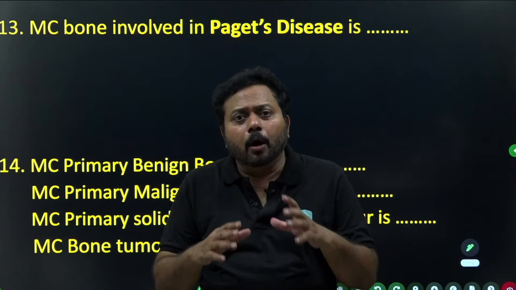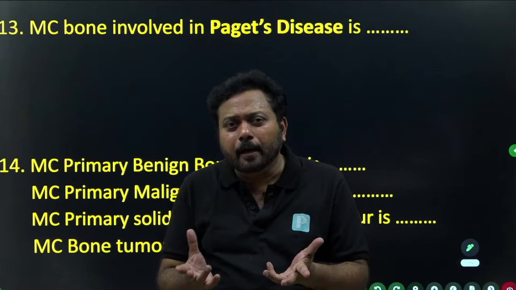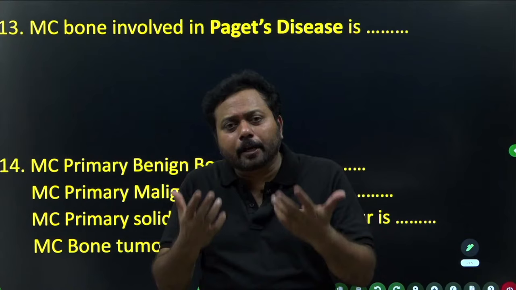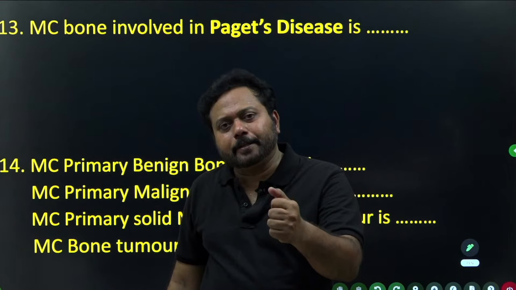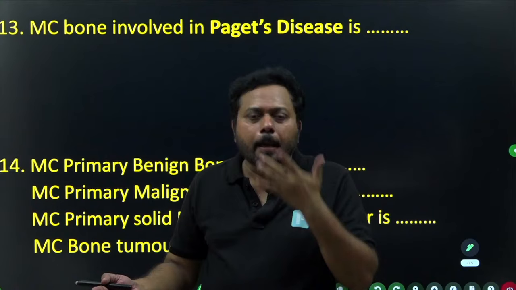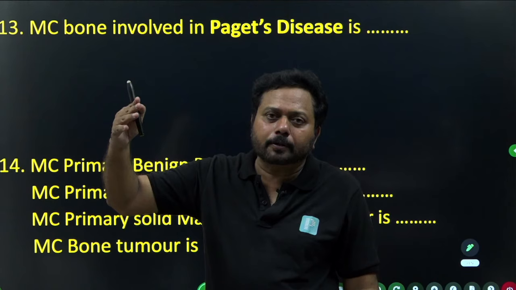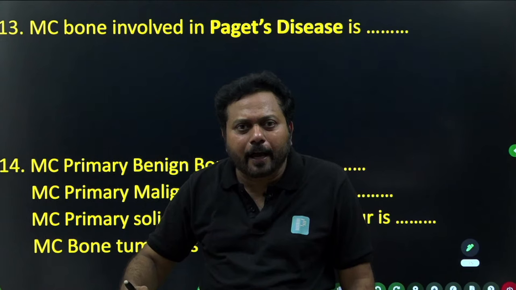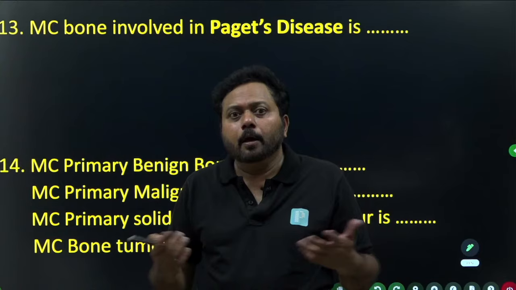So, bone is formed, but it's not a healthy bone. So it is easily broken, brittle bone. Pathological fracture happens. So it is called osteitis deformans. How can you prove that Paget's has increased osteoblastic as well as osteoclastic activity? Serum alkaline phosphatase is elevated, a marker for osteoblastic activity. Urinary hydroxyproline is elevated, which is a marker for osteoclastic activity. So, Paget's is proved.